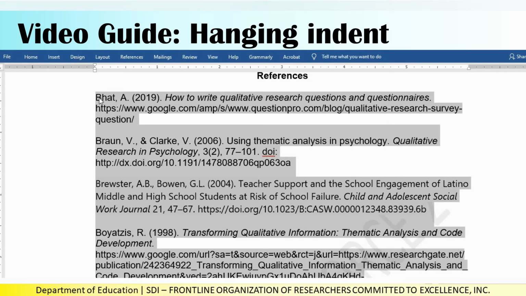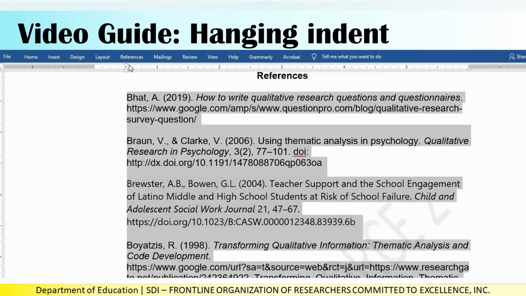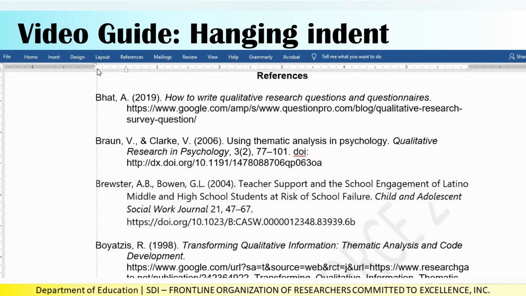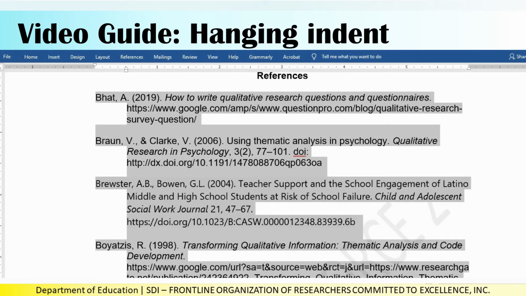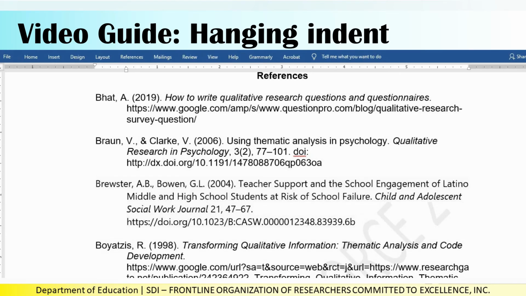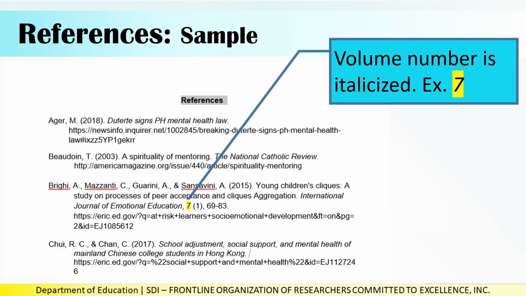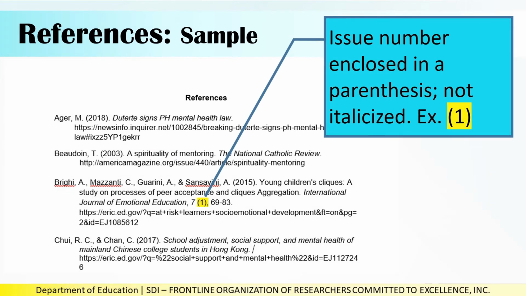This is how you're going to format in hanging indent. Just a simple step. The volume number is italicized, just like here, 7. The issue number is enclosed in parentheses, not italicized.